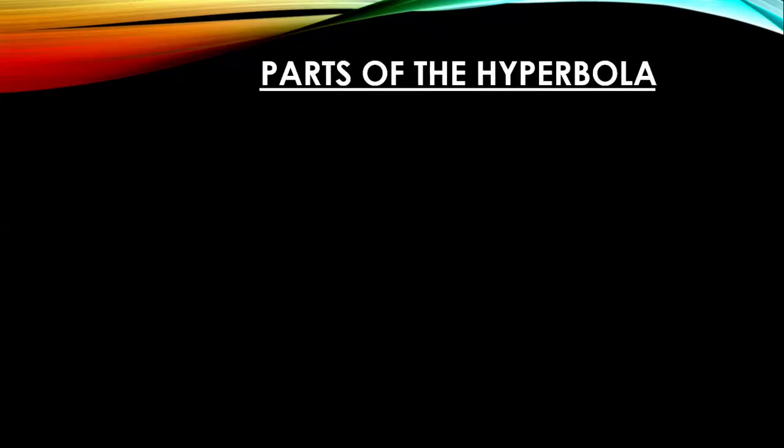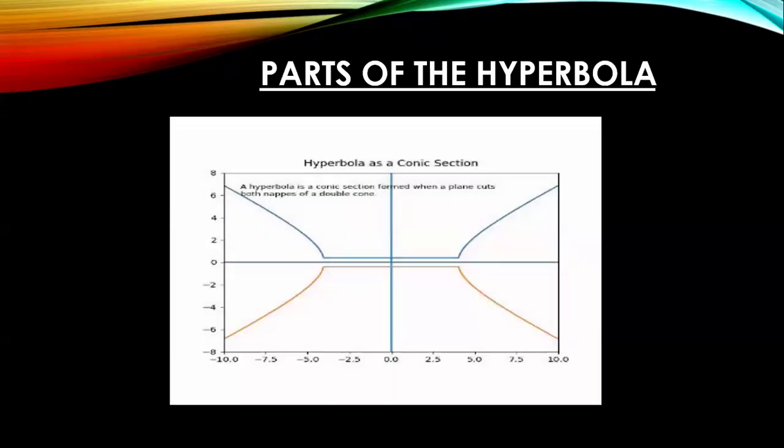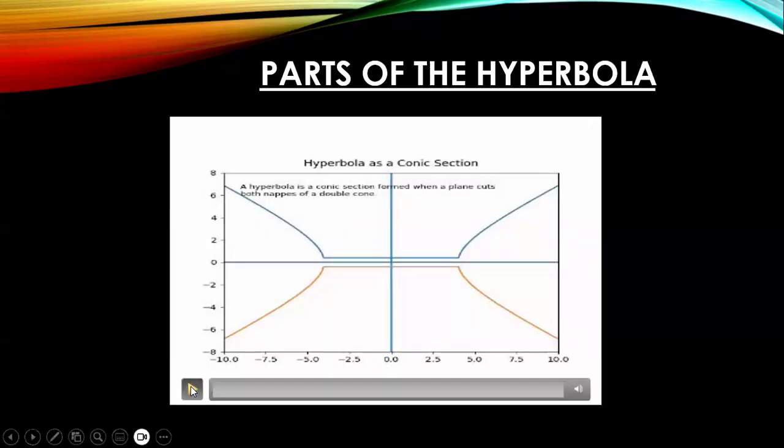Okay, the parts of the hyperbola. We have a video here as well. Before I start the video, it says that the hyperbola is a conic section formed when a plane cuts both nappes of a double cone. As you can see here, we have our double cone. This is one cone, and this is another cone being formed here. So the hyperbola has a distinct curve shape. This is our first curve, and this is our next curve.